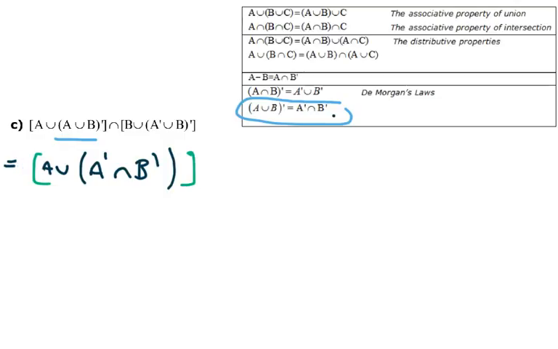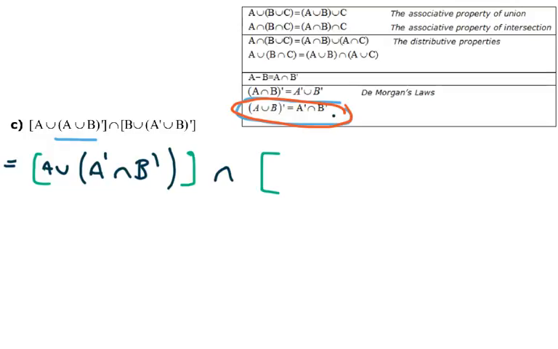What about the right hand side then? We've got a similar situation. We've got another union, the complement of a union here. So again, we're looking at the same De Morgan's law, except that instead of A and B, we've got A complement union B.